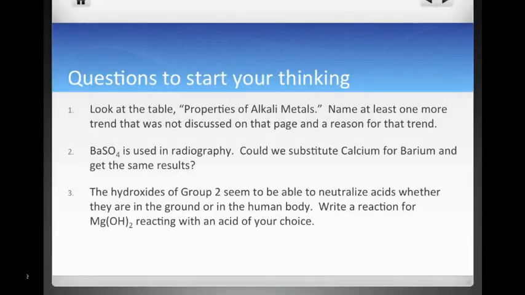As you can see, the topics for alkaline earth metals were not great or long. Here are some questions to start your thinking. Make sure you answer these questions if you want to retake any of the formative assessments.